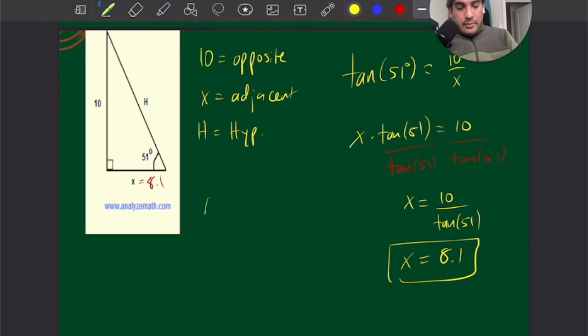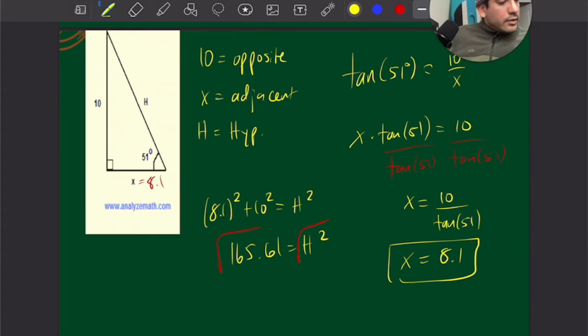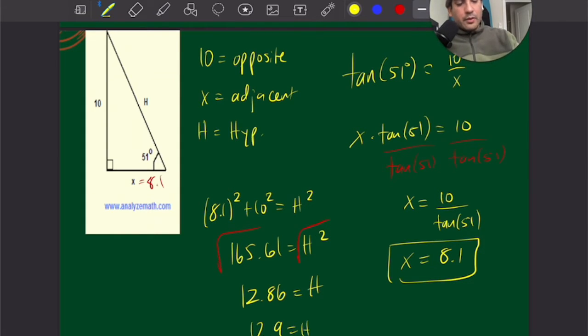All right, that's going to be 8.1 squared plus 10 squared is equal to h squared. Let me simplify that. I got 165.61 is equal to h squared. And in order to solve for that h, I need to take the square root of both sides. Plug it into my calculator again, and I get 12.86 is equal to h. If I round it to the nearest tenth, because that's what I did for x, it's going to be 12.9 is equal to h. All right, plug it back in to my triangle, and there you go. That is SOH CAH TOA.